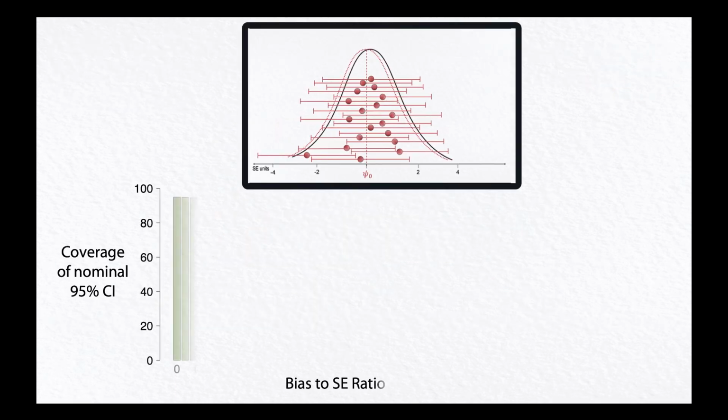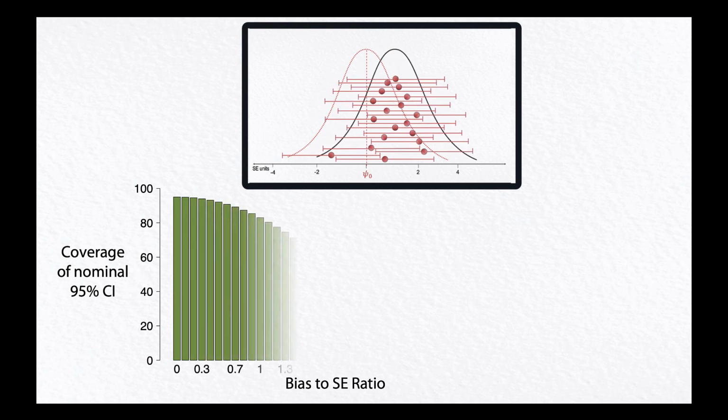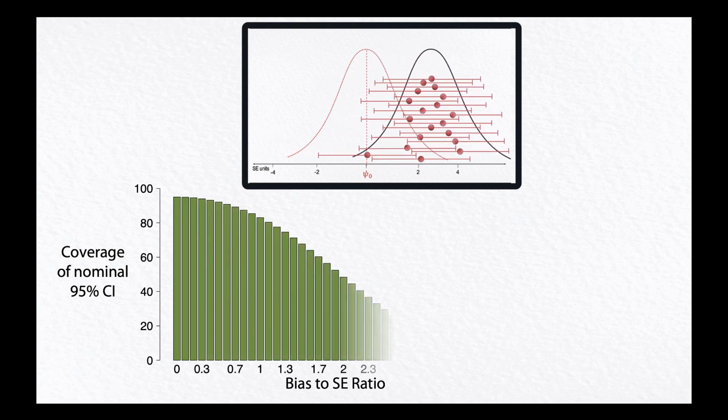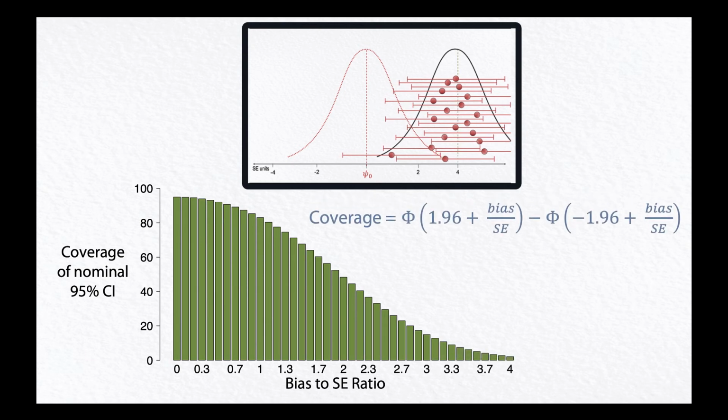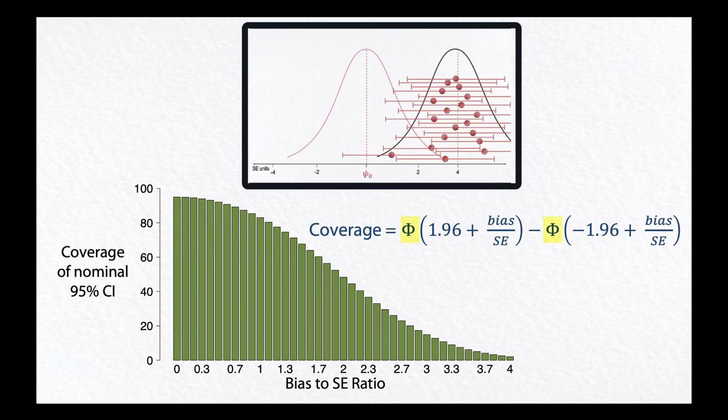Watch to see how coverage changes as bias grows from 0 to 4 times larger than the standard error. We can calculate coverage using the formula shown here, where phi is the CDF of the standard normal. Again, when the estimator is not quite normally distributed or the estimated SE is imprecise, this is an approximation. But clearly, when bias swamps the standard error, coverage is quite poor.